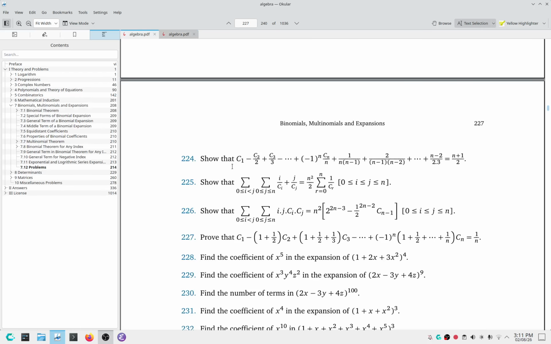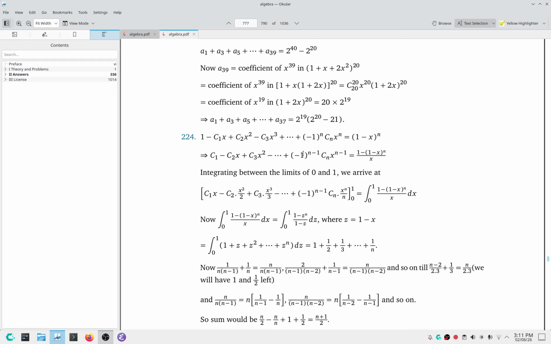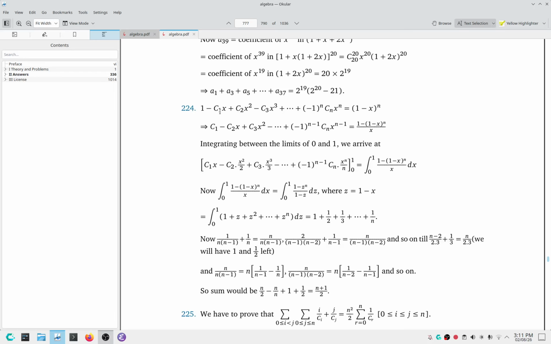Question 224 says that show that C1 minus C2 upon 2 plus C3 upon 3 and so on up to minus 1 to the power n plus 1 times Cn upon n, times n minus 1 plus 2 upon n minus 1 times n minus 2 and so on up to n minus 2 upon 2 into 3, is equal to n plus 1 upon 2. So we have this expression for 1 minus x to the power n, and we integrate it.